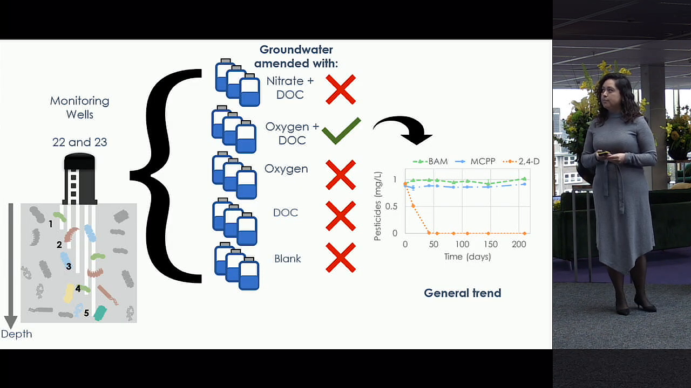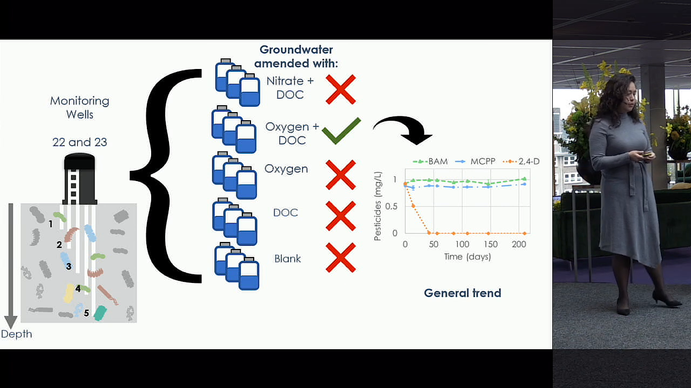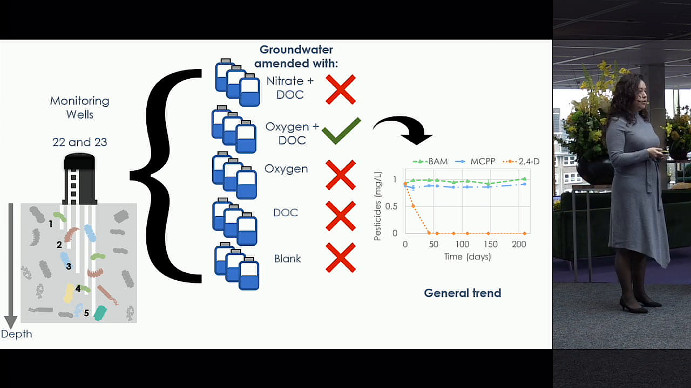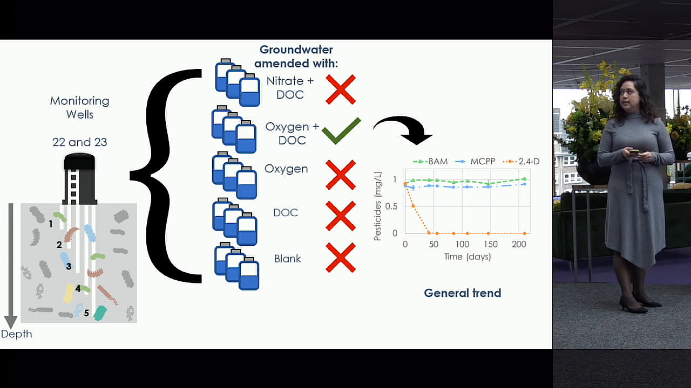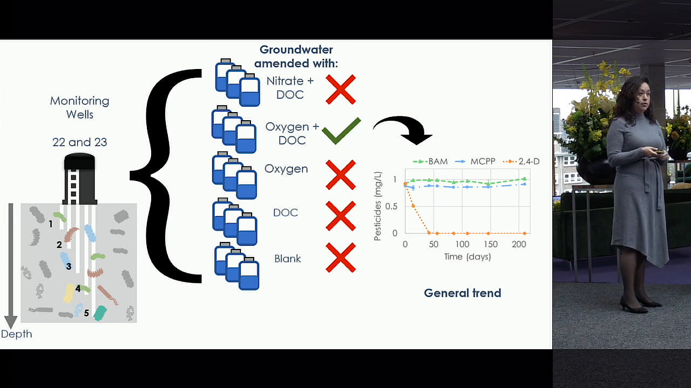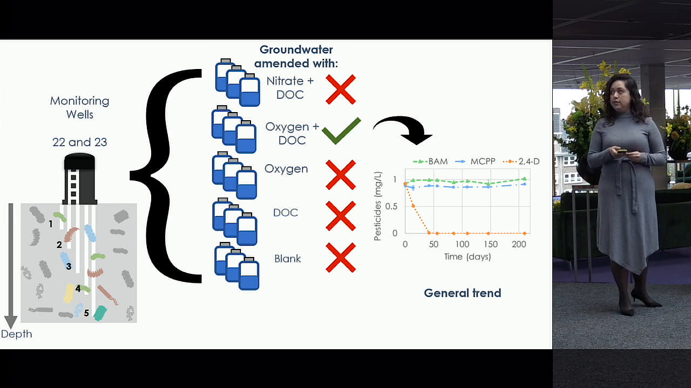And this is a summary of my results. From the groundwater samples that we took, with the different amendments, we only observed removal of 2,4-D, and this happened only when oxygen plus DOC was added to the batch bottles. So this is the general trend.